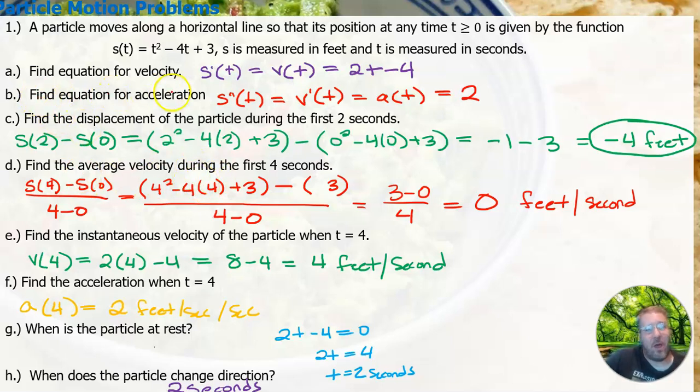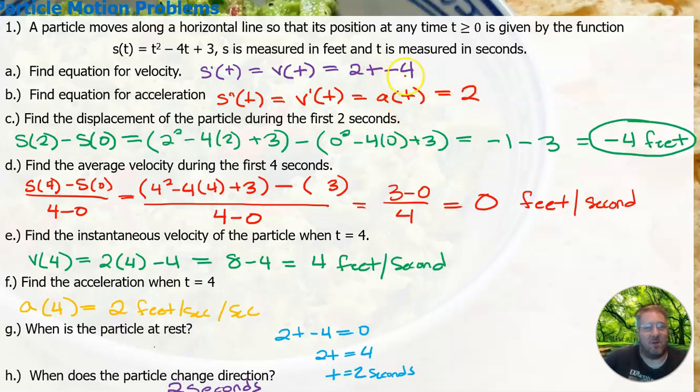B, find the equation of the acceleration. Well, acceleration would just be the rate of change of velocity. Or you could say the rate of change of the rate of change of position. Yes, you are expected to write this on the AP exam. You'll have to say that the second derivative of position equals the first derivative of velocity equals acceleration. It's the rate of change of the rate of change, because velocity is the rate of change of position. Acceleration is the rate of change of that rate of change.